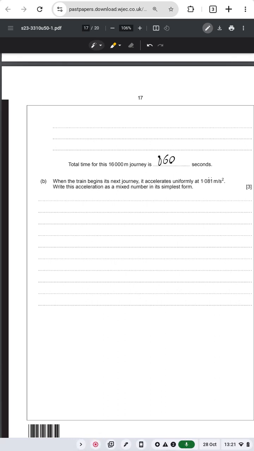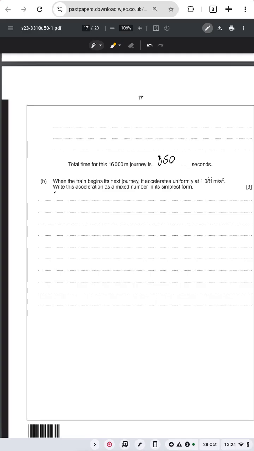The previous part of this video got cut off, so this is me redoing the last question and the last part of the penultimate question. When the train begins its journey, it accelerates uniformly at 1.081 recurring meters per second. Write the acceleration as a mixed number in its simplest form.